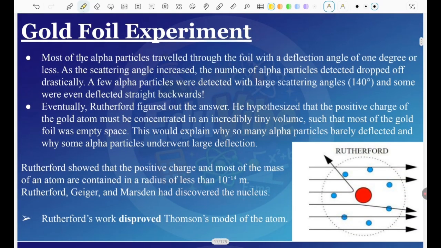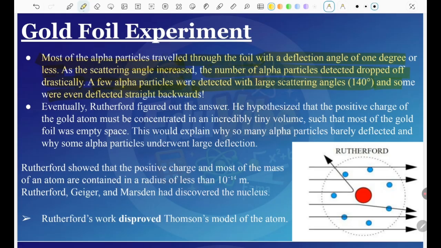Most of the alpha particles traveled through the foil with a deflection of an angle of 1 degree or less. As the scattering angle increases, the number of alpha particles deflected dropped off drastically. A few alpha particles were deflected at large angles of about 140 degrees, and some were even deflected straight backwards.